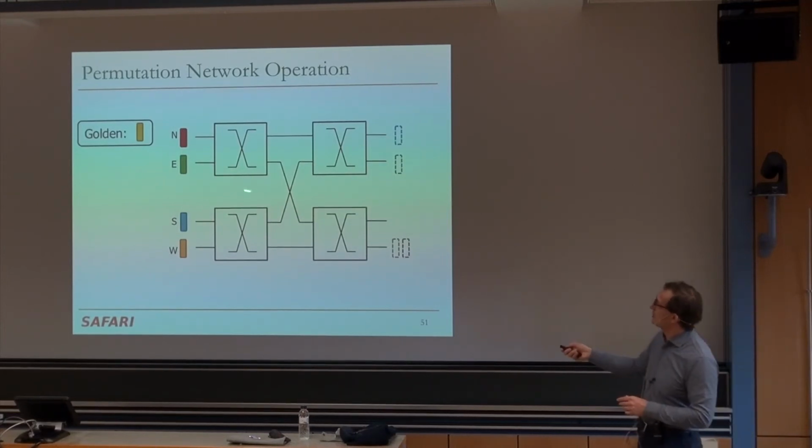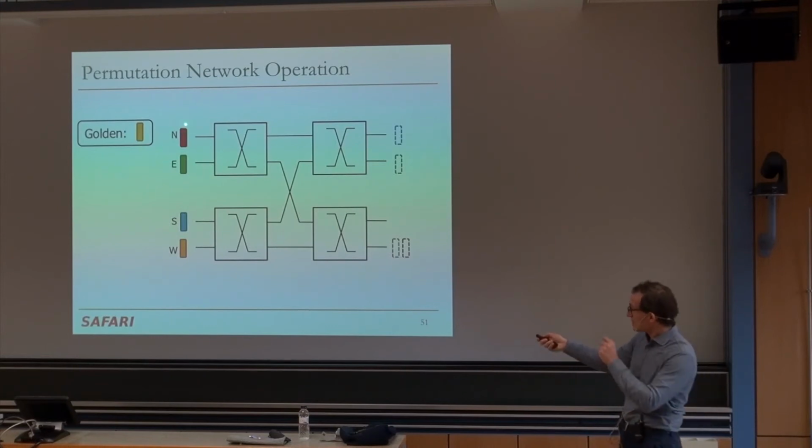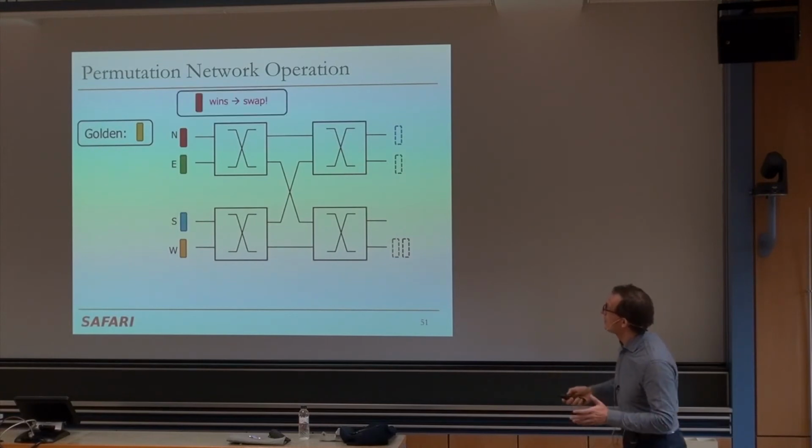So let's take a look at how this one does the routing. There's no golden flit over here. As a result, this one picks one of the input flits randomly to be the winning flit. Let's assume that the red one wins.